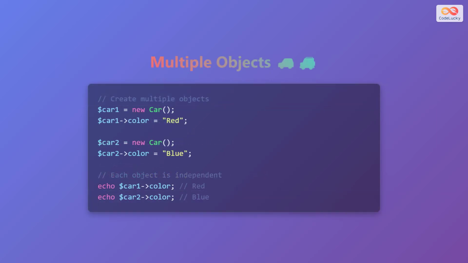One of the powerful features of object-oriented programming is the ability to create multiple objects from the same class. Each object is independent and has its own set of property values. In this example, we're creating two car objects, $car1 and $car2. We set the color of $car1 to red and the color of $car2 to blue. Even though both objects are instances of the same class, they have different property values. This allows you to model real-world scenarios where you have multiple distinct entities of the same type.